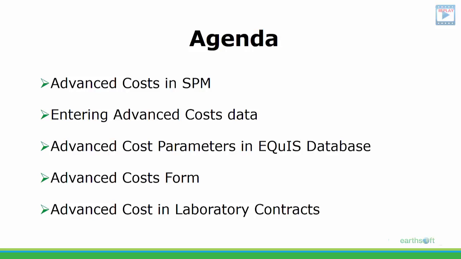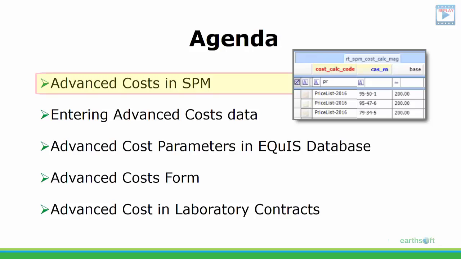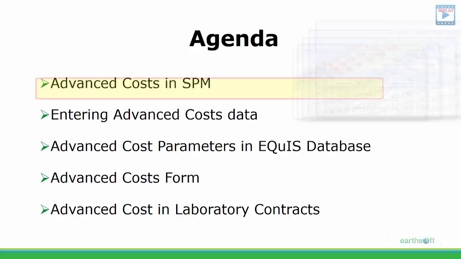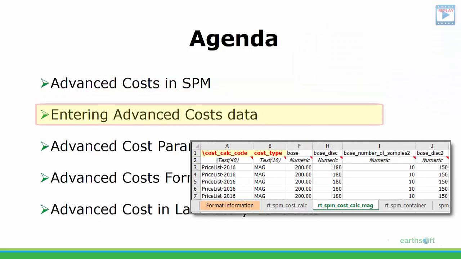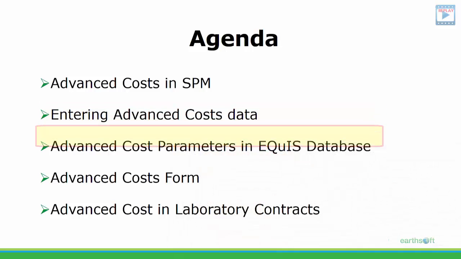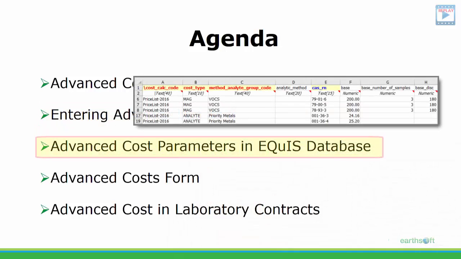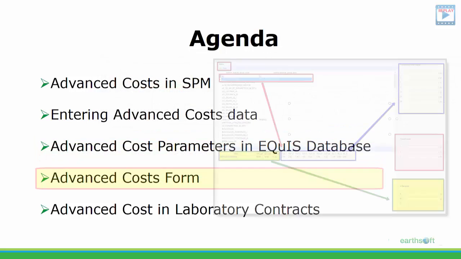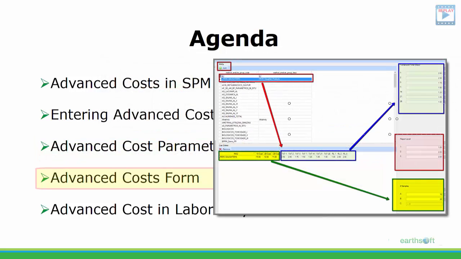In order to tackle this feature, the agenda for today will consist of the following. We're going to be talking about advanced costs in SPM, defining and becoming more familiar with what those mean. Also, we're going to show how we can enter advanced cost data into the database. We're going to talk about advanced cost parameters in the database again. Then we're going to explore the advanced cost form that we find in SPM.